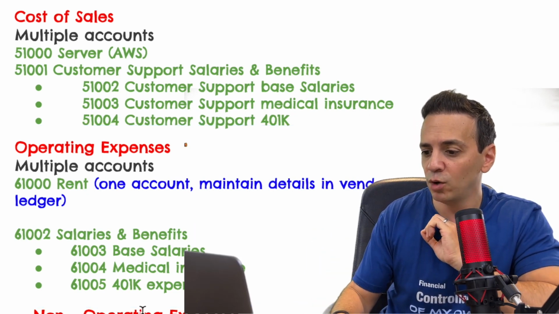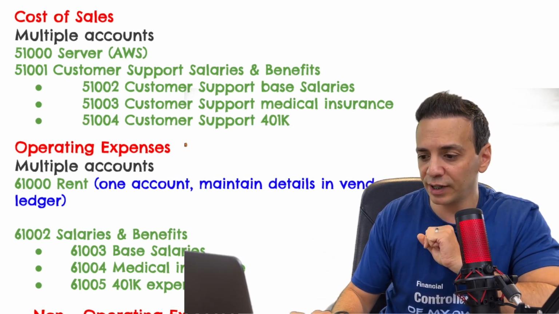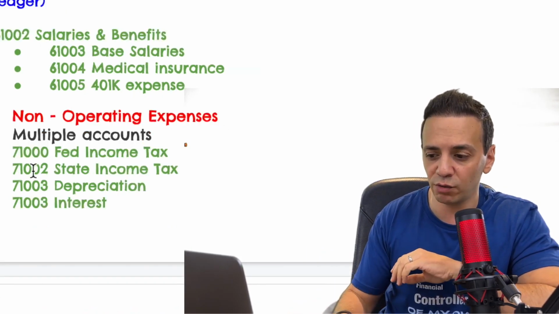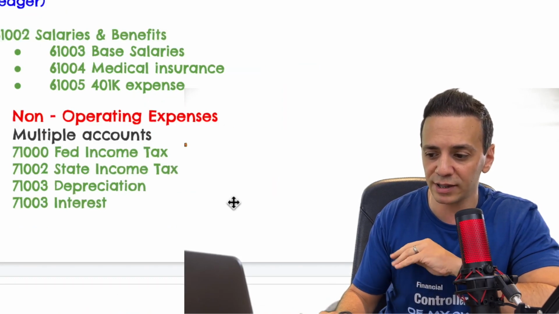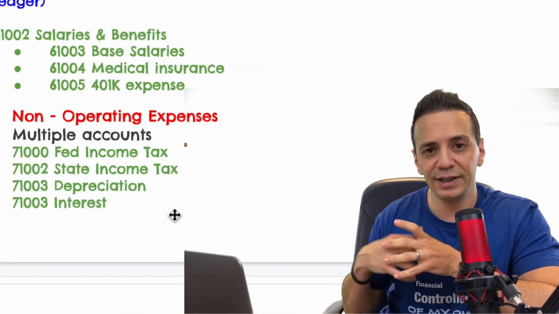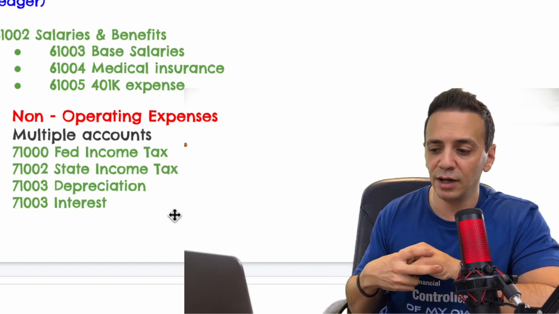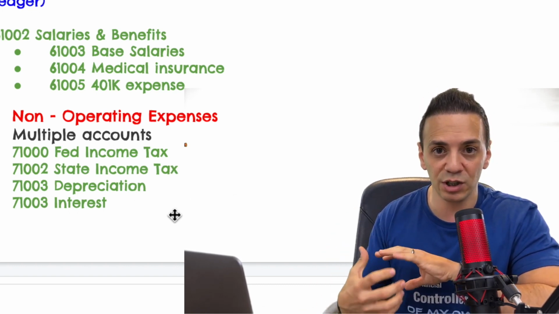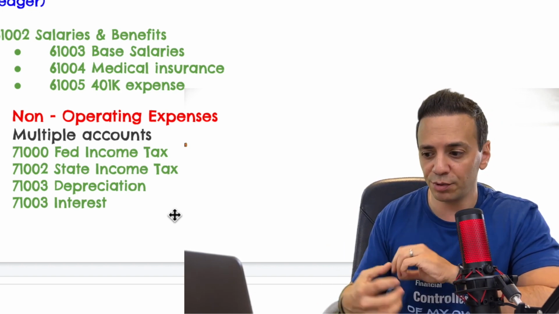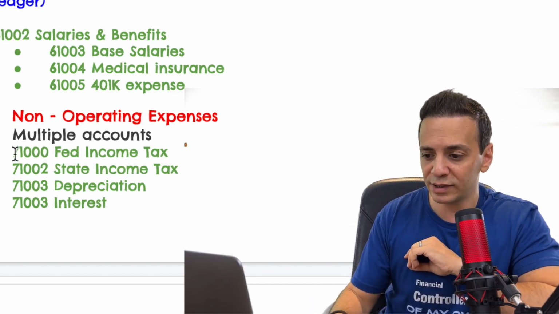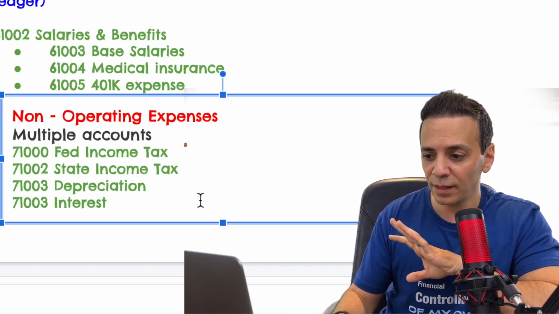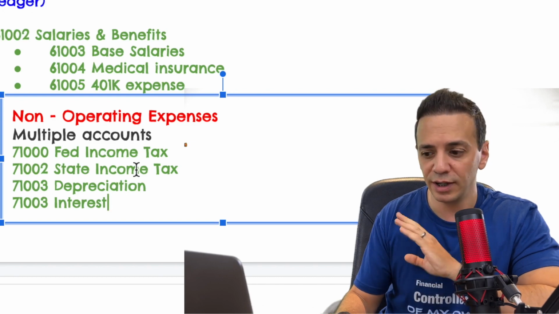Okay, now the next item is going to be non-operating expenses, and we have multiple accounts: one for federal income tax, one for state income tax, depreciation, and interest. These are the expenses that are not directly correlated to the operation of the business, so we call them non-operating expenses. So those will go with the 7 accounts, and those are going to be taxes, depreciation, interest.